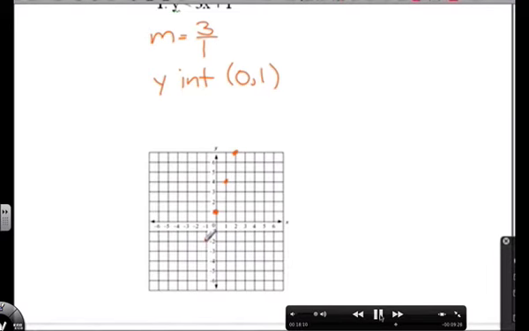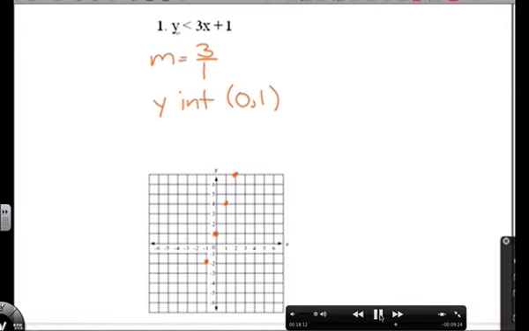Now I look at my symbol. Do I draw a dashed or solid line? Dashed, because there's no equal bar there. So it's a dashed line. Now, do I shade above or below? Below, because it's less than.